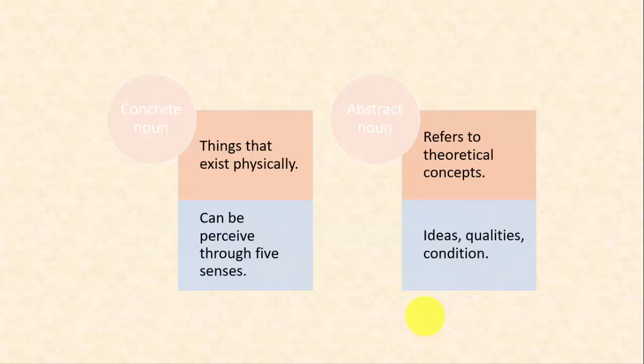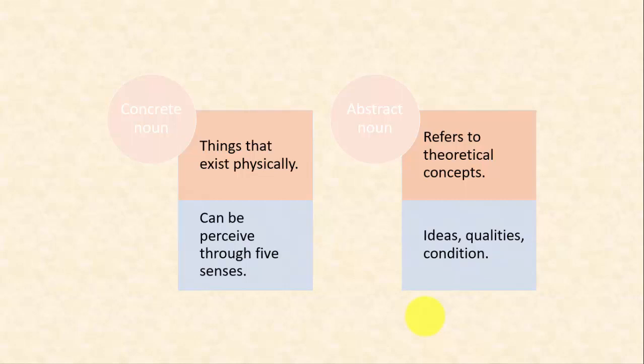Next, concrete noun and abstract noun. Like common noun and proper noun, these are also kind of vice versa. For example, concrete nouns are the things which exist physically. We can touch them, we can perceive them through the five senses. We are blessed with five senses from God: hearing, tasting, sight, smell, or touch. If we perceive things with these five senses, then it will be a concrete noun.